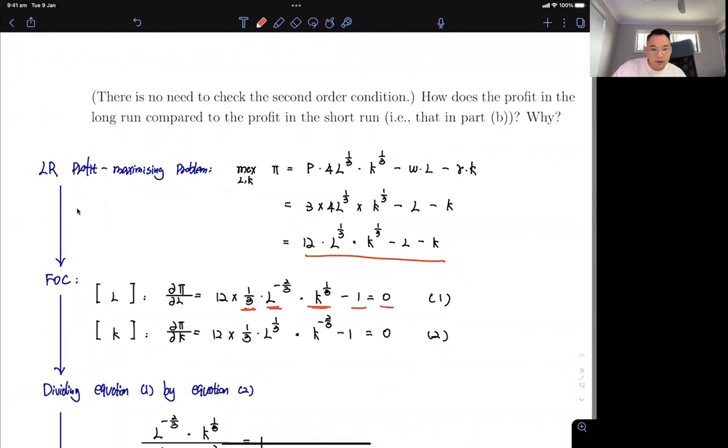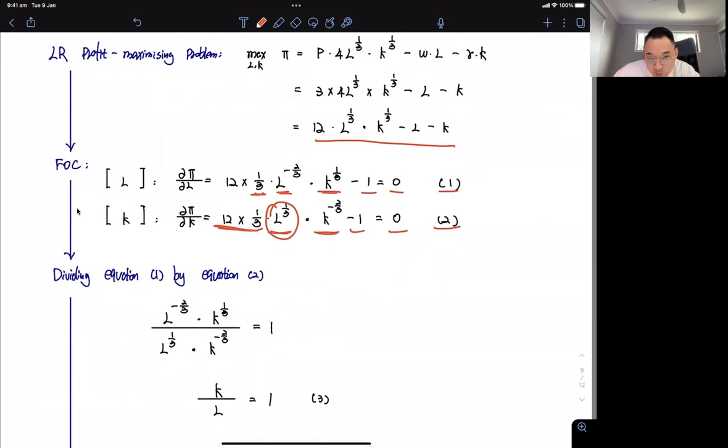And the first order condition for the change of K equals 12 times 1 over 3 times L to the 1 over 3, nothing changed to L, okay? Times K to the power of minus 2 over 3 minus 1 equals 0, okay? And we're naming those two equations as equation 1 and equation 2. Next thing I need to do is divide equation 1 by equation 2, okay?